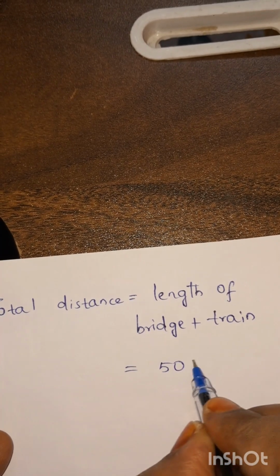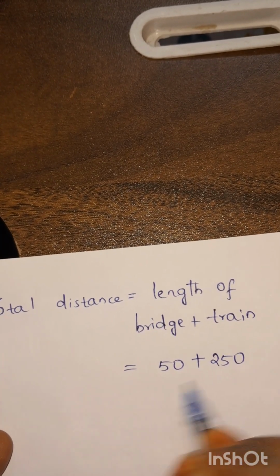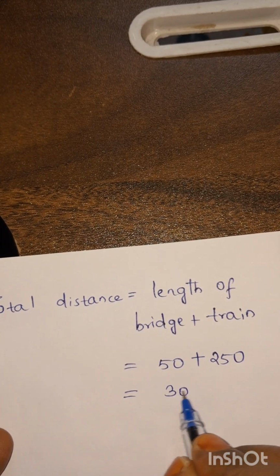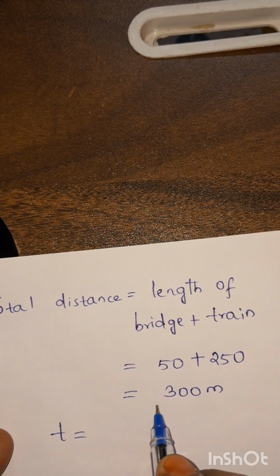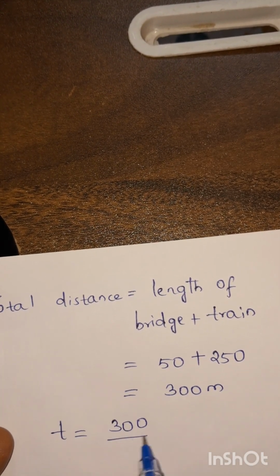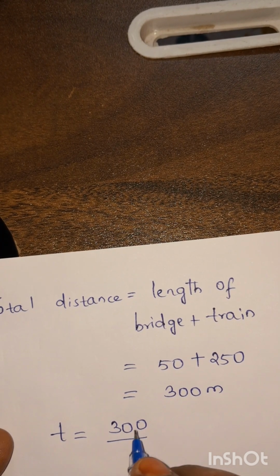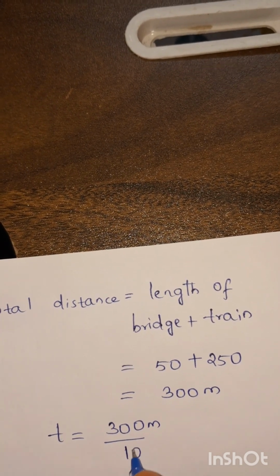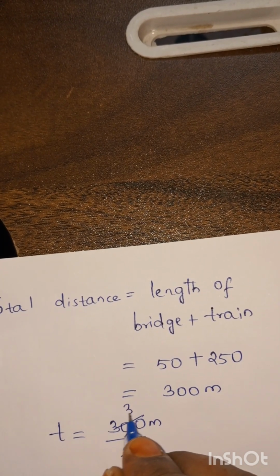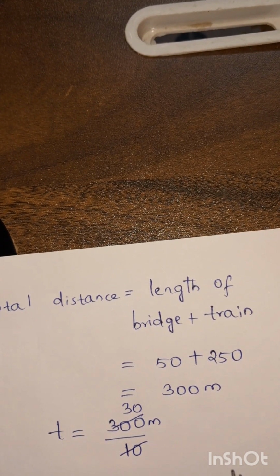So what is the length of the train? 50. And what is the length of the bridge? 250. So 50 plus 250, how much? 300 meters. Now the time taken to cross this is how much? The distance is 300. And the time is how much? With how much speed is it traveling? 10, right? So 10 ones are 10, 10 threes are 30, so 300.